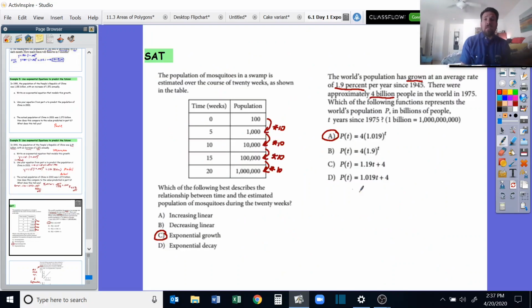Here are some SAT questions. You have these in your book. So I wanted to present these so that you could see the answers on those. Again, pretty straightforward on this one. It starts at 4 billion. It's growing by 1.9%. So this first equation looks like the right growth, the exponential growth equation.